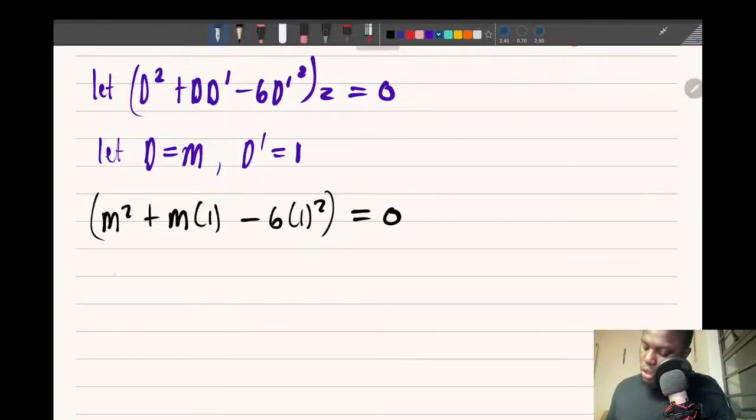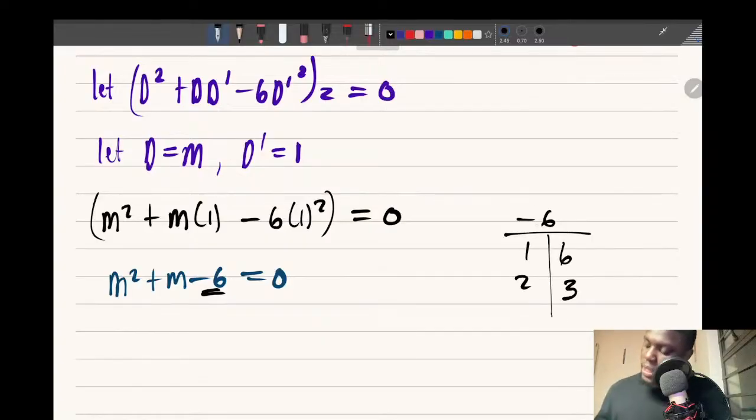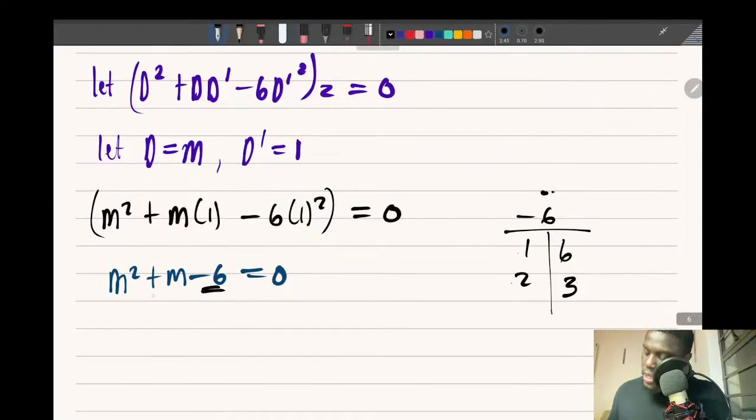So this now becomes m squared plus m minus 6 equal to 0. Can we find the factorization? Yes, we can see this is a minus 6, so you can find the solutions nice and easy. Minus 6, the factors of 6 are 1 and 6, 2 and 3. It's a minus 6, meaning the numbers will have different signs. The bigger ones are positive, the smaller ones negative. 6 minus 1 is 5. 3 minus 2 is 1, which is the number here. So I take this. It'll be m minus 2, then m plus 3 is equal to 0.